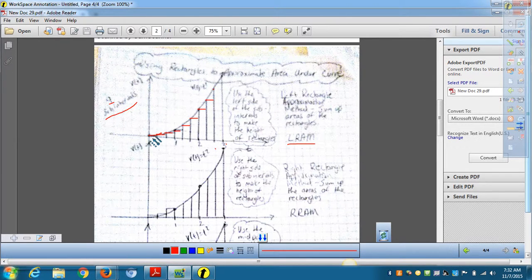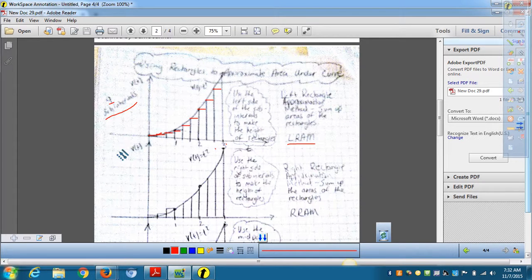Notice when you do a left rectangular approximation, you start at the left side of your overall interval. We started at 0. And our last partition that we use is actually the one before the right end of our interval, because we're using the left sides of each of these intervals. Down here we have a right rectangular approximation.